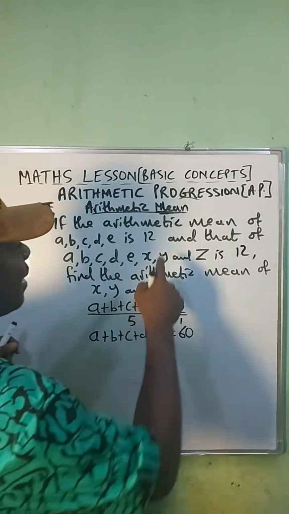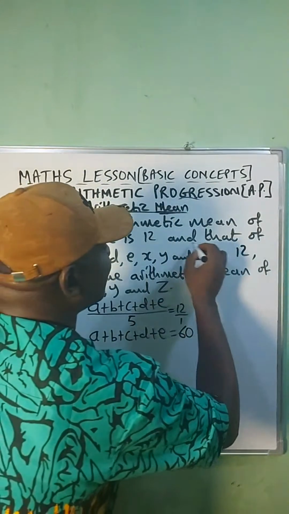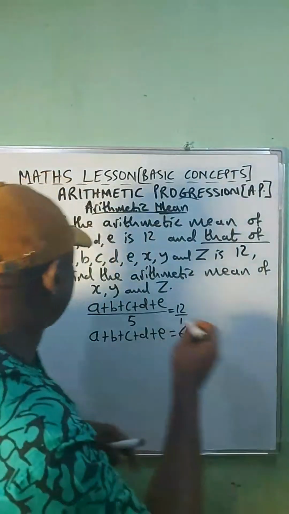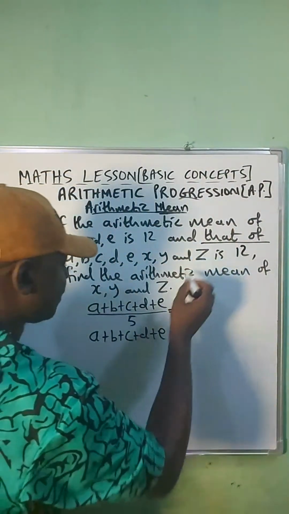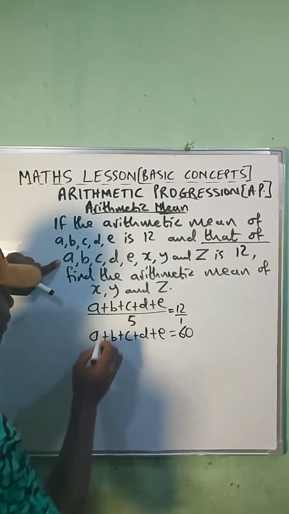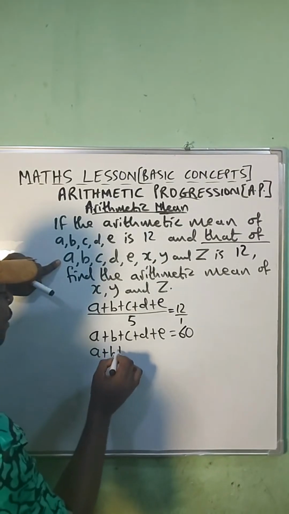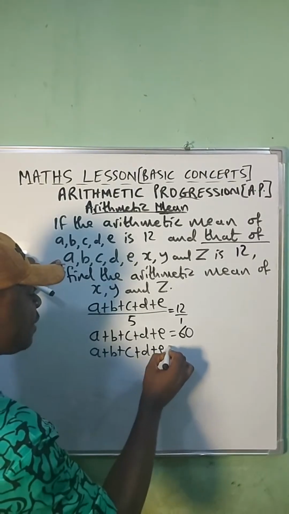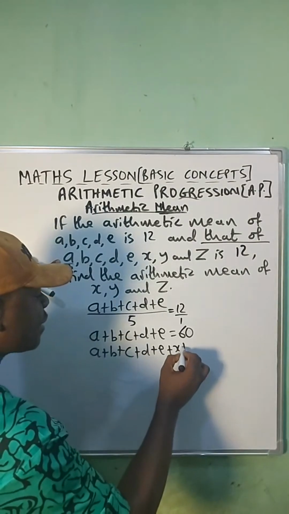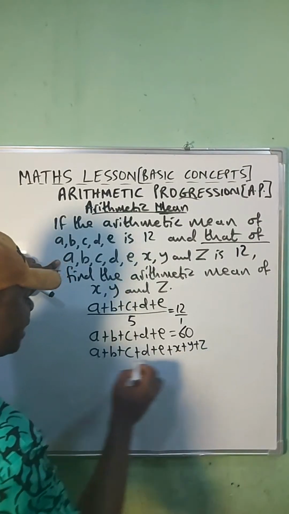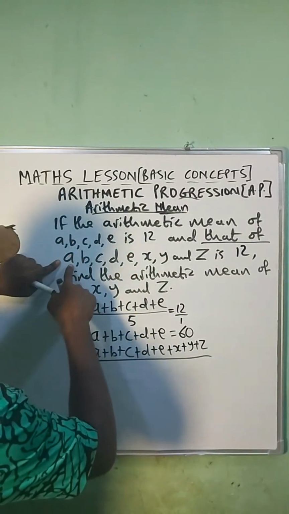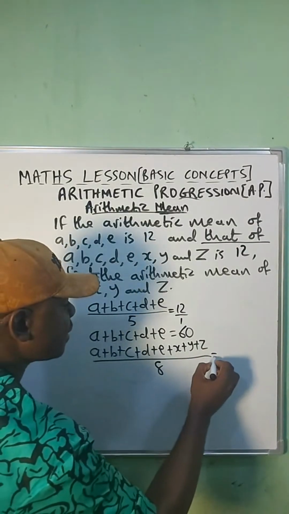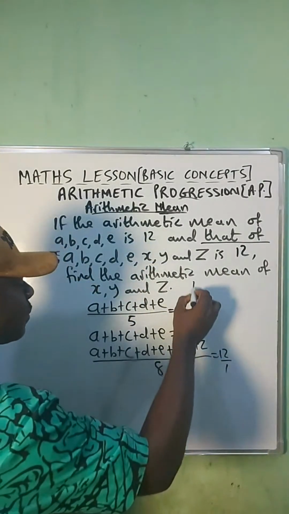Then they said, and that of what? And that of, this word, that of, means the arithmetic mean of these ones. So I'll add these ones: A plus B plus C plus D plus E plus X plus Y plus Z divided by 1, 2, 3, 4, 5, 6, 7, 8, divided by 8 is equal to 12 over 1.